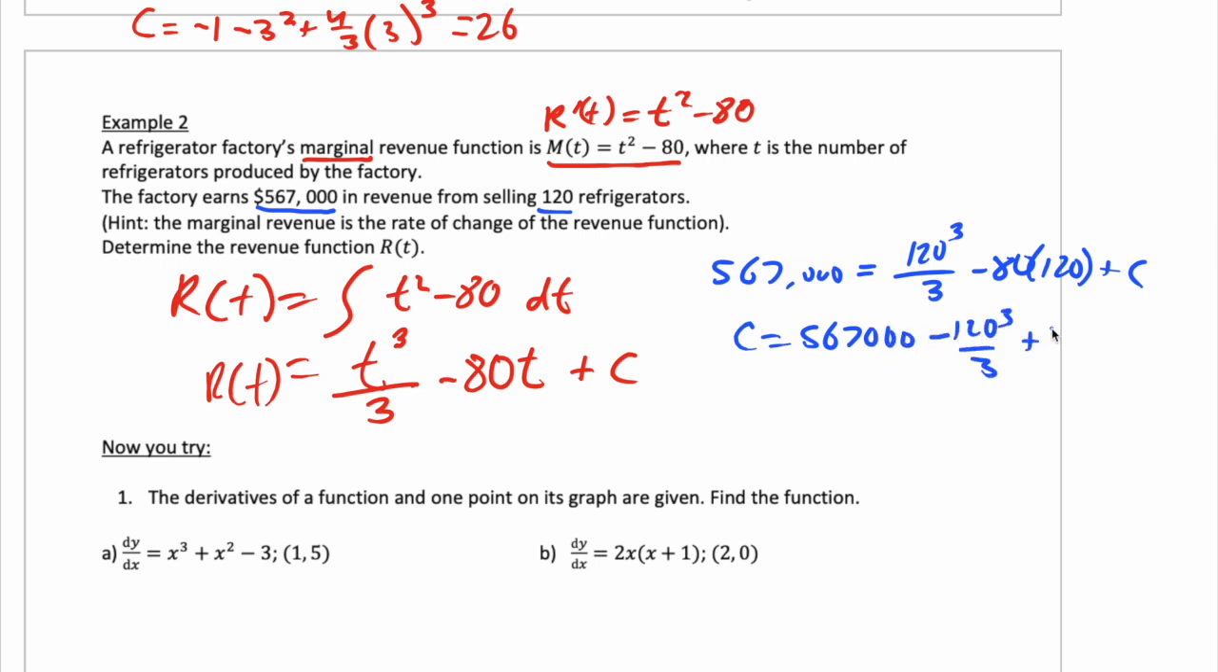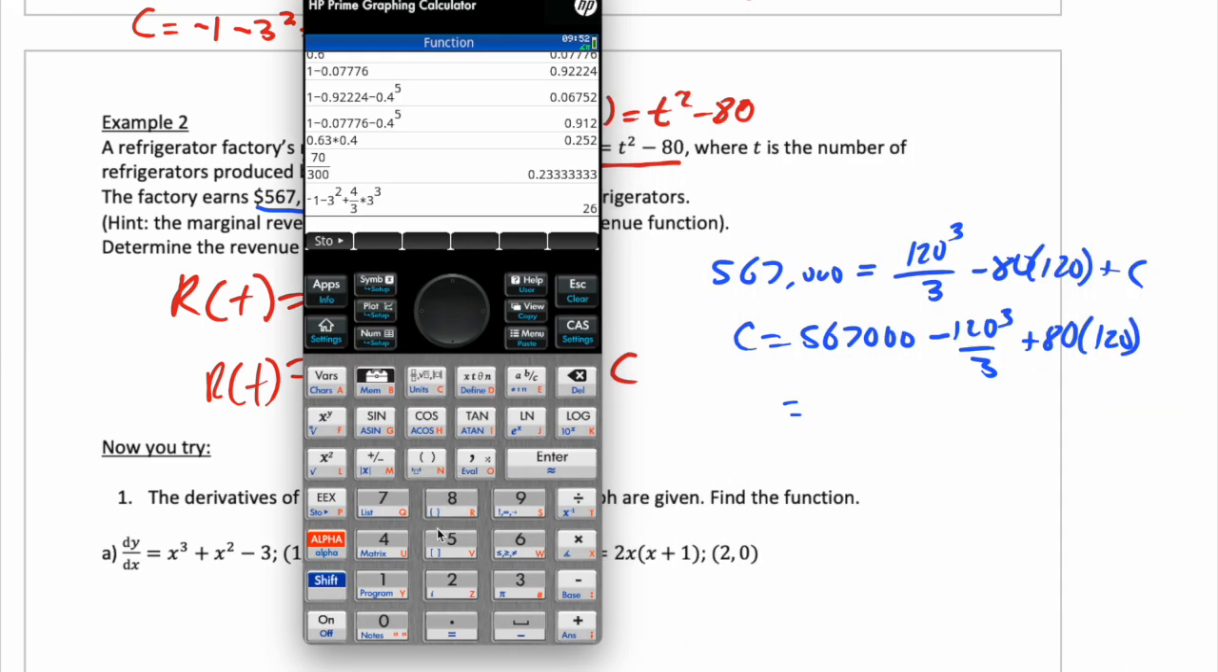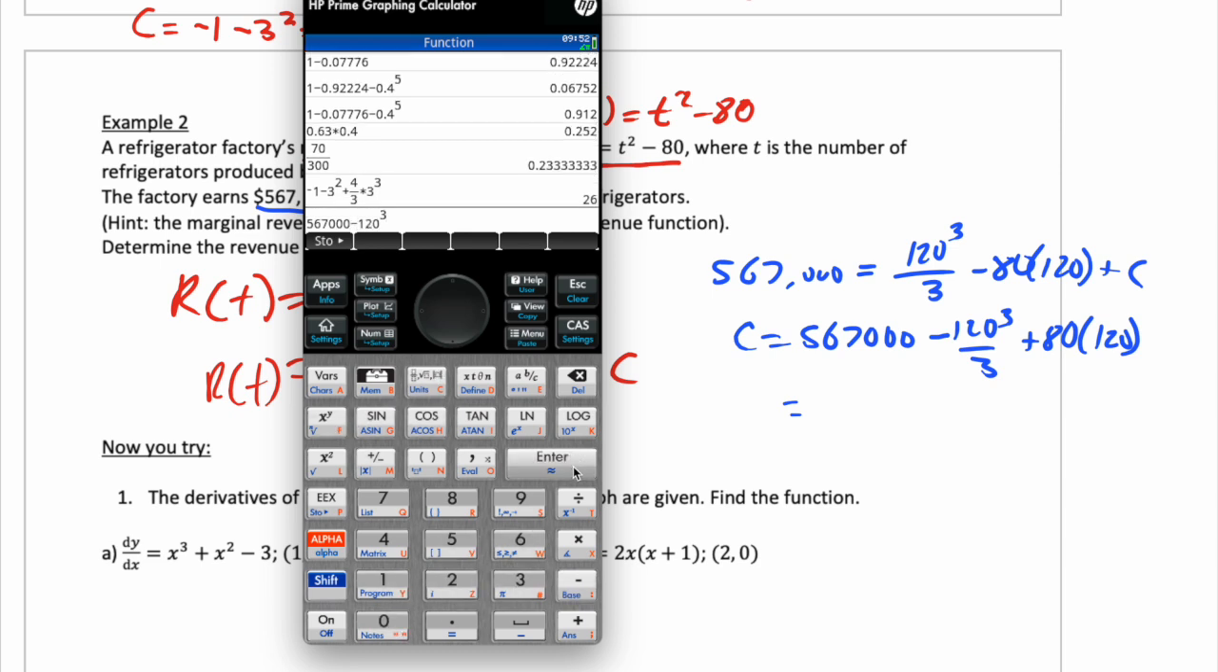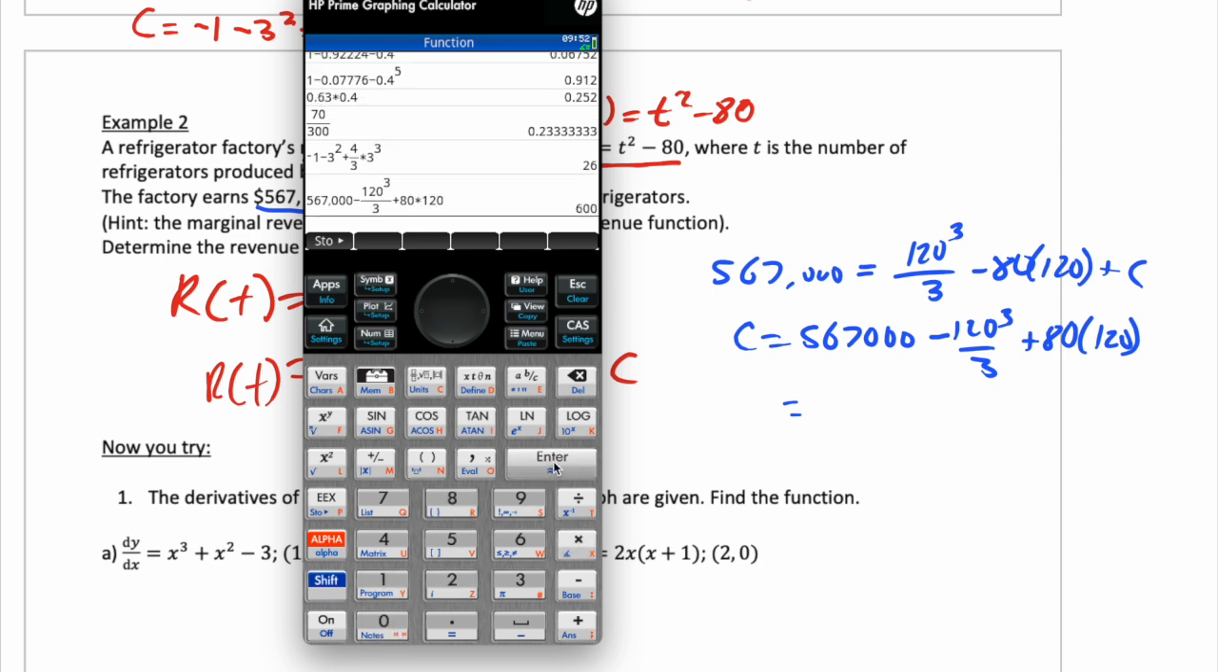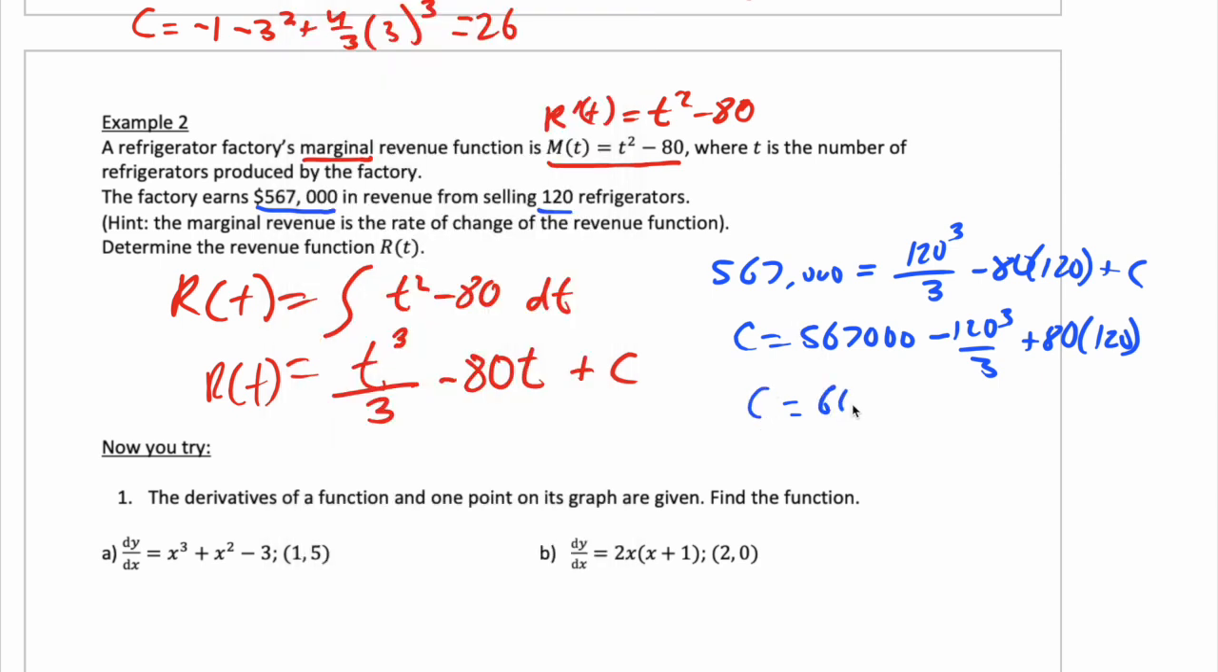so c equals 567,000 minus 120 cubed over 3 plus 80 times 120. Okay, and just type that into your calculator and you get the C value. Okay, I think everything's typed in correctly and we get 600. So the equation for revenue is 1/3 t cubed minus 80t plus 600.